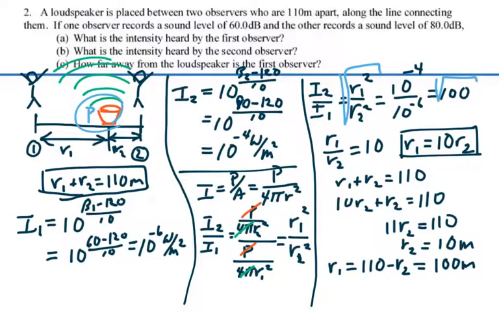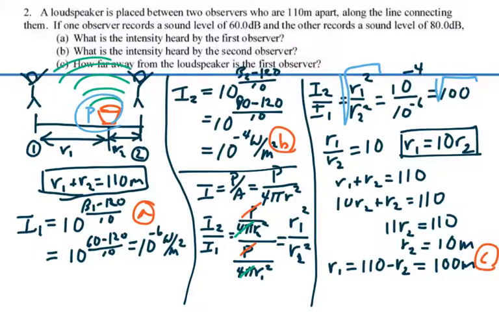All right, so that's part C. So we've answered C first. The first observer is 100 meters from the loudspeaker. Okay? What is the intensity heard by the first observer? We already figured that out too. So that is part A. And the intensity heard by the second observer is part B.